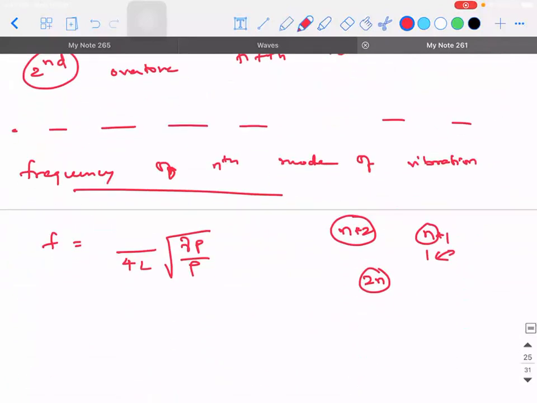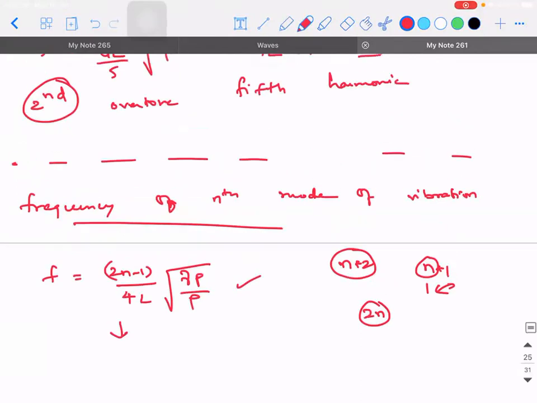Yes, tell me. Two n minus 1, sir. So you want me to take it as 2n minus 1? Yes, 2n minus 1 divided by 4L into root of gamma p by rho is going to give us the frequency. Okay, so what will be the name of this frequency?